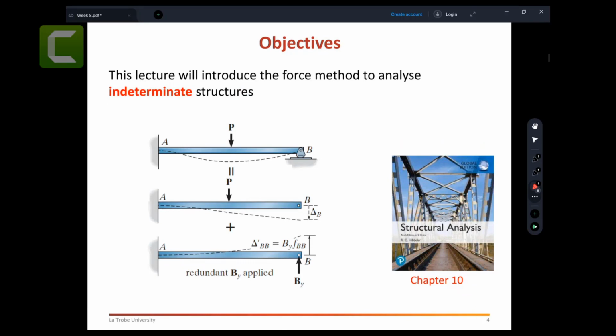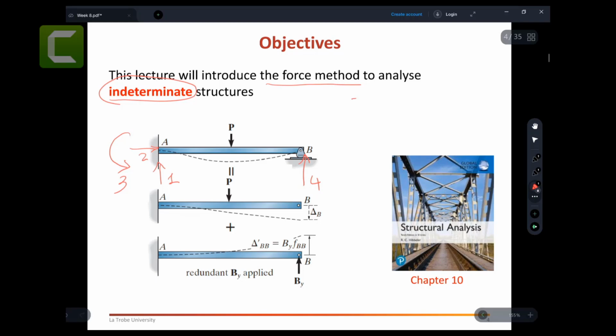As I mentioned, these lectures will introduce the force methods to analyze indeterminate structures. What are indeterminate structures? Indeterminate structures are the structures where you have, let's say, one reaction, second reaction, third reaction, because you have a fixed support and this is a roller support. So four reaction forces: number one, number two, number three, and number four.